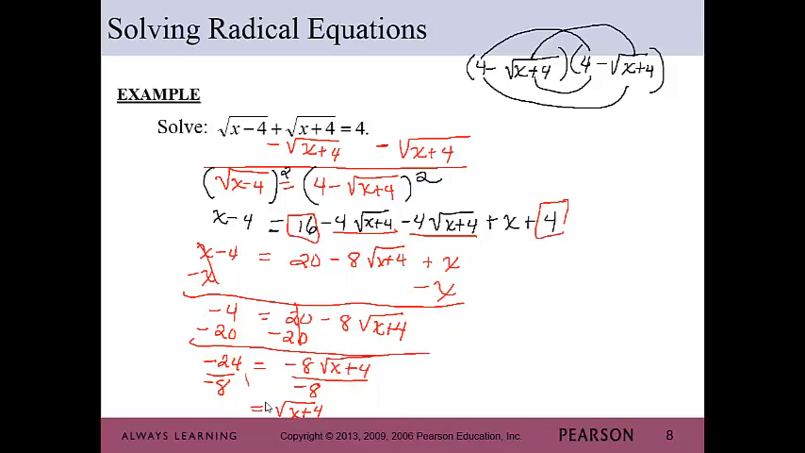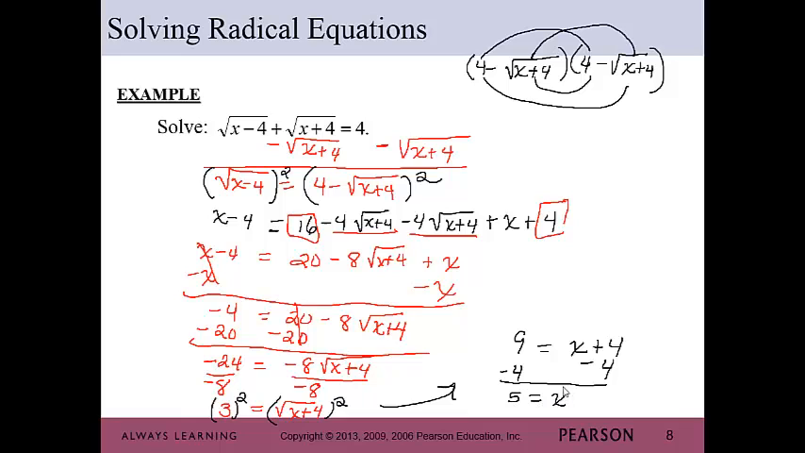Okay, now remember I said if we don't get rid of the square root, we have to do it again. So now we're going to square both sides again. Which takes us to 9 equals x plus 4. When you do that, you're going to subtract 4 from both sides. So that'll give you 5 is equal to x.